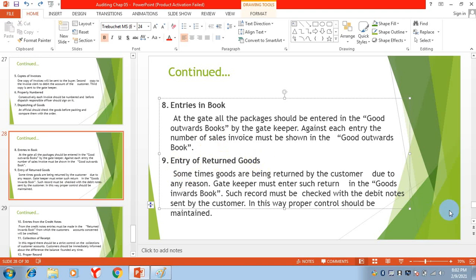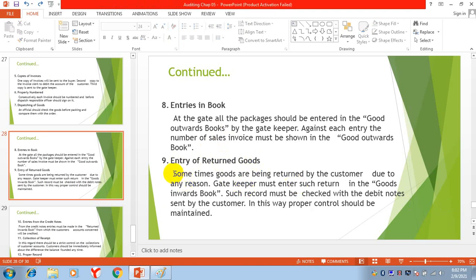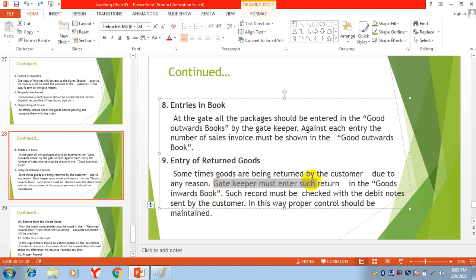Entry of return goods. If some goods are defective, the purchaser will return these goods. Sometimes goods are being returned by the customer due to any reason, due to any defect. Gatekeeper must enter such return in goods inward book. So when goods are coming into the company, the gatekeeper will write them in goods inward book. Such record must be checked with the debit notes sent by the customer, and then this goods inward book will be compared with the debit notes.